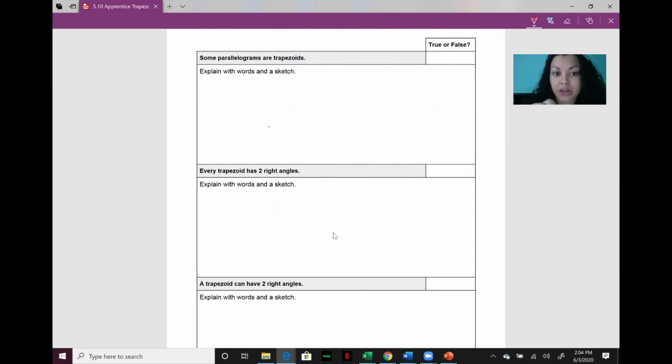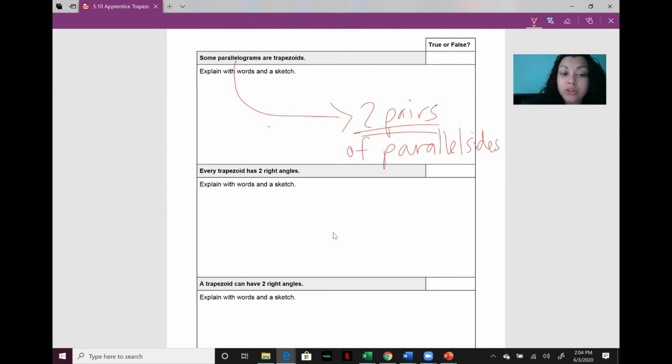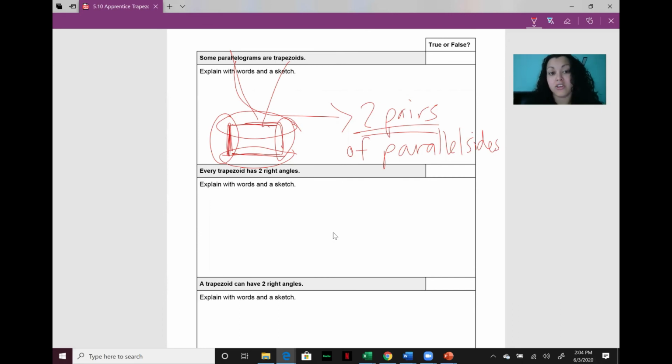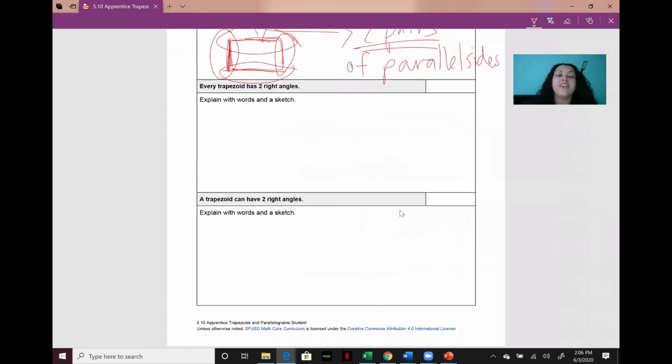The next one says some parallelograms are trapezoids. Just like we were doing earlier, a parallelogram is something that has to have 2 pairs of parallel sides. As we showed, a parallelogram could be a rectangle. But a rectangle also at least has one pair of parallel sides. So this rectangle is considered a parallelogram and a trapezoid because it has at least one pair of parallel sides. Parallelograms are in fact also trapezoids. So this is true.